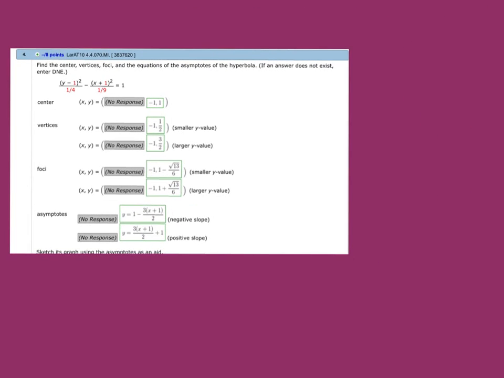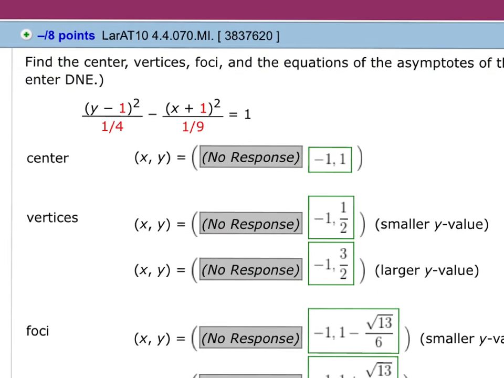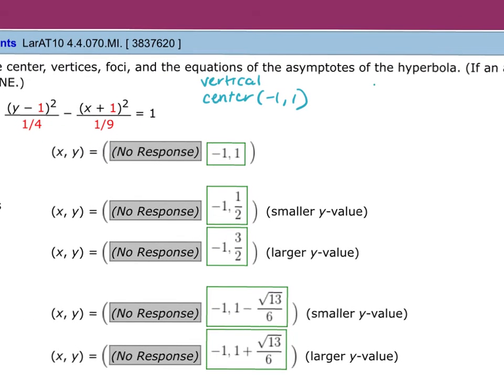So this was from the day before, right? So we did the equations the day before. The first thing you would know is that the y comes first, so this is vertical. My center is negative 1, 1. Opposite of what follows x, opposite of what follows y. My a squared is 1/4, so a is 1/2. My b squared is 1/9, so b is 1/3.